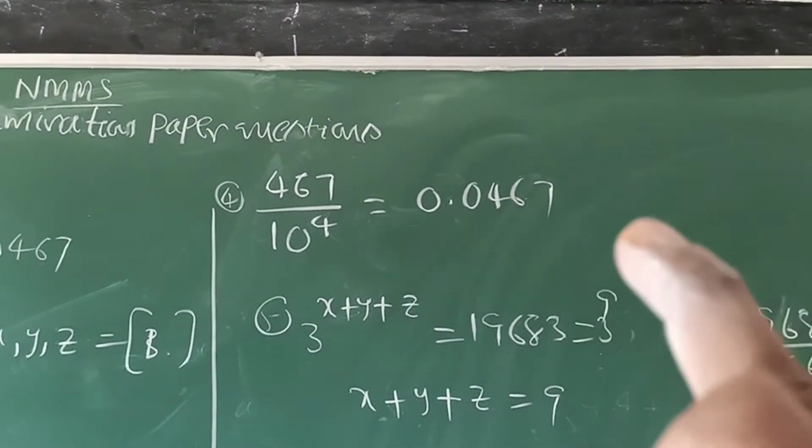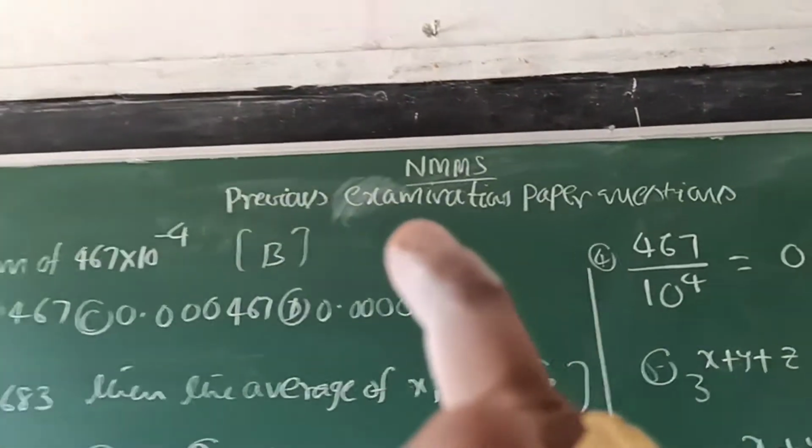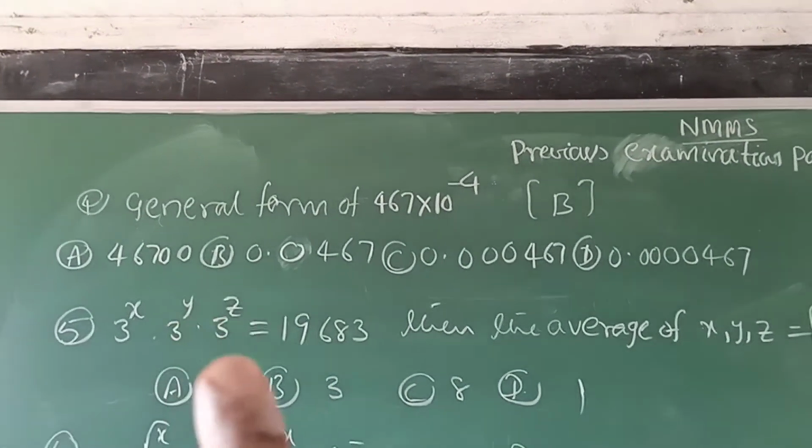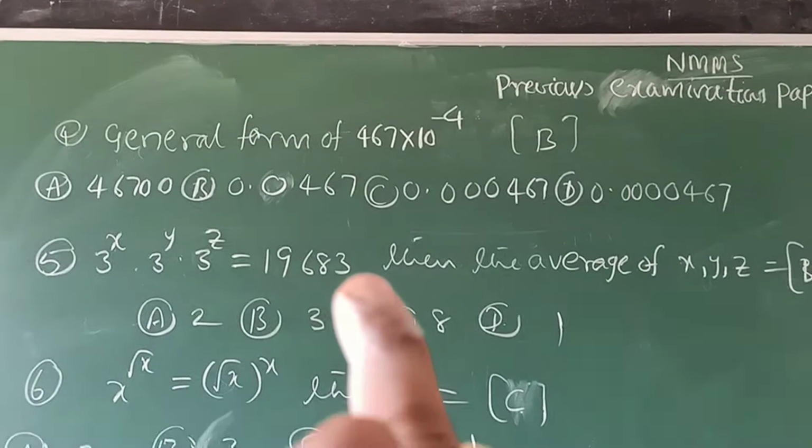So we have to write this one in general form. 467 into 10 power minus 4. 467 by 10 power minus 4 means 0.0467.